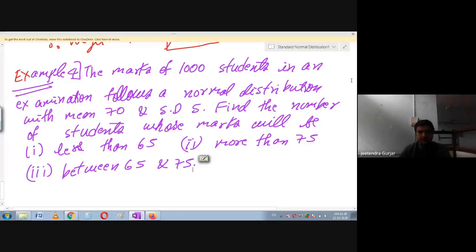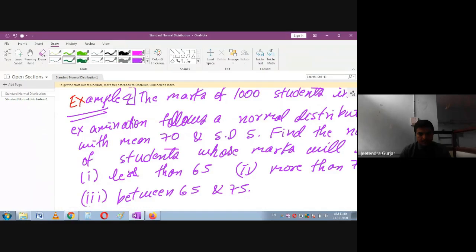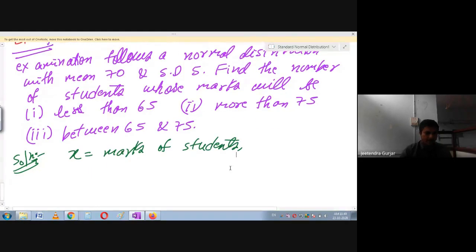So we'll go with what all the things here are given. First you write it down. So we see what are the things given here. Okay, we'll start our example. Now we see. First I will take the random variable x. Always remember, what are varying here? I think marks are varying here. So I will take x as nothing but the marks of students. Okay, I have taken the random variable now.